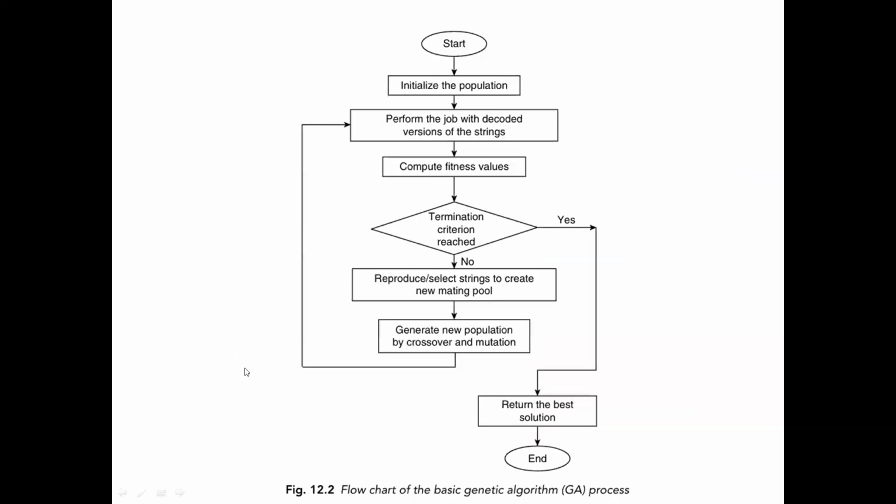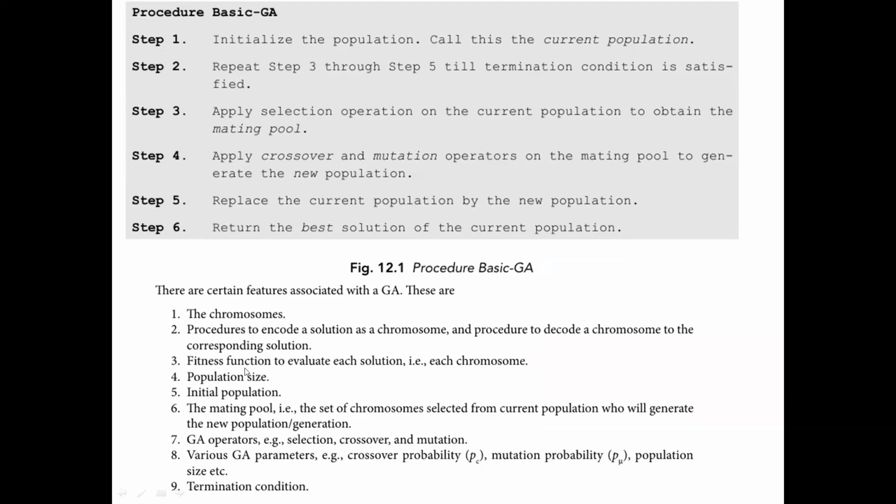What is the population size? What is the initial population? What is the mating pool, where a set of chromosomes will be selected so that we can create a new generation? Then we have the GA operators like selection, crossover, and mutation. Then maybe we have other parameters like the crossover probability, population size, mutation probability, etc. And some termination condition.